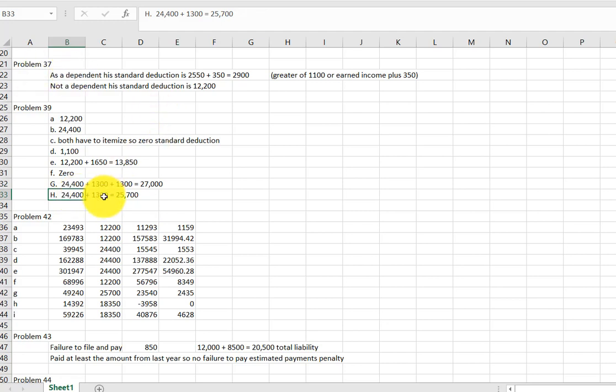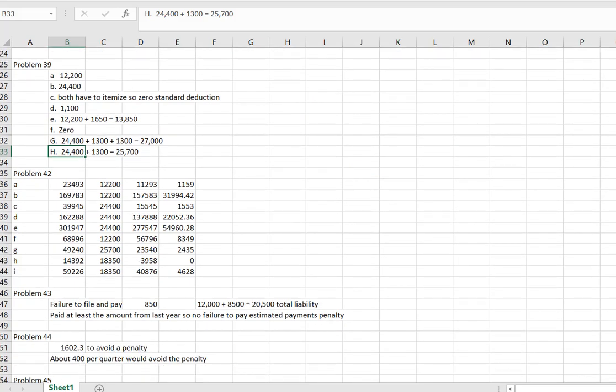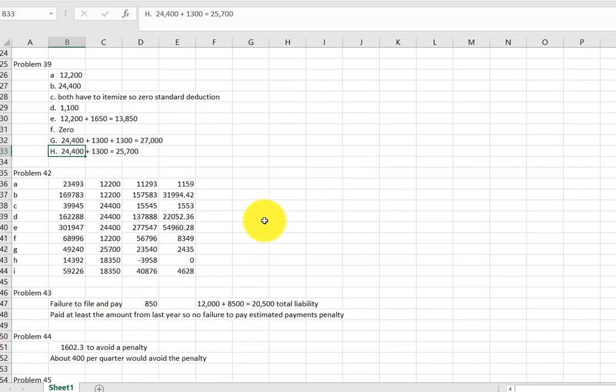plus the 1,300 for being over 65, so 25,700. Remember that qualifying widower is a temporary situation for 2 years after a spouse passes away, so that's going to change in either next year, the next year, or something like that. So just something that you want to make sure your client is aware of.